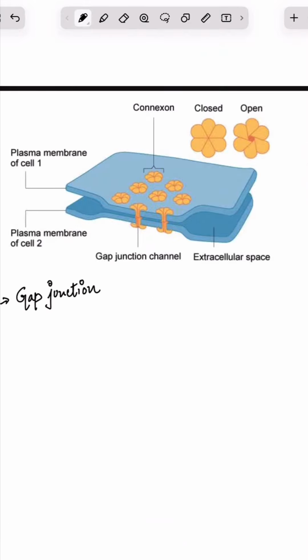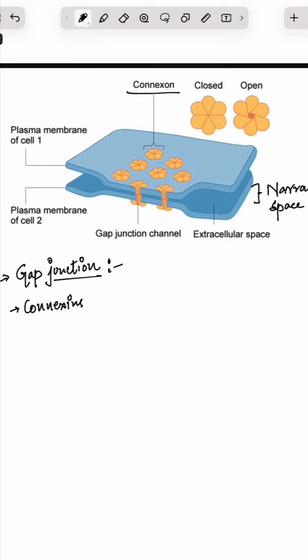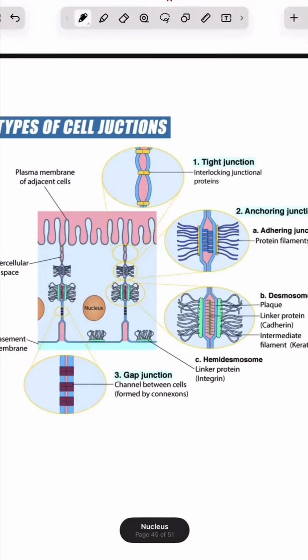Next are gap junctions. At gap junction, membrane proteins are called connexins, which form tiny fluid-filled tunnels called connexons that connect the neighboring cells. Plasma membranes are separated by a very narrow intercellular gap that you can see in the diagram. So, this was all about junctions. Thank you.